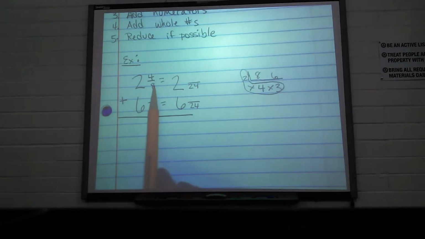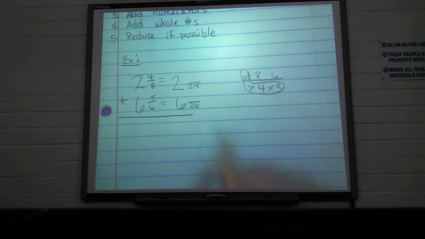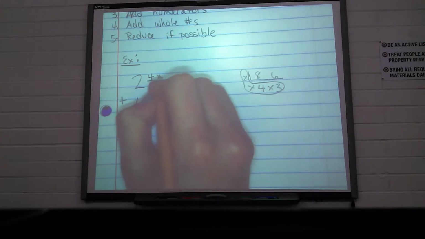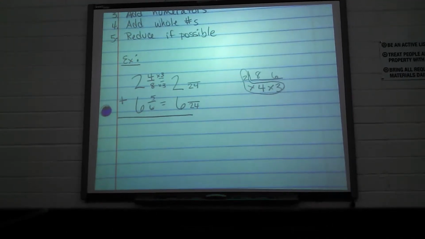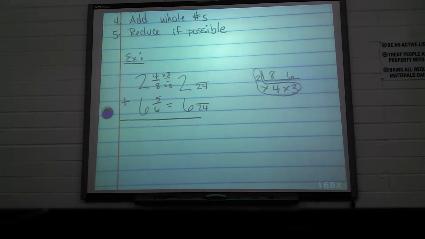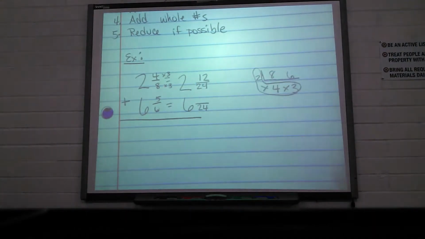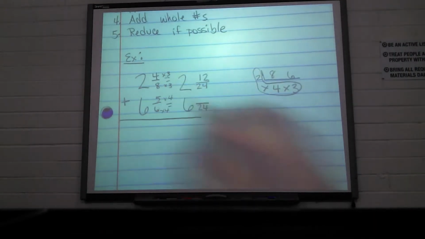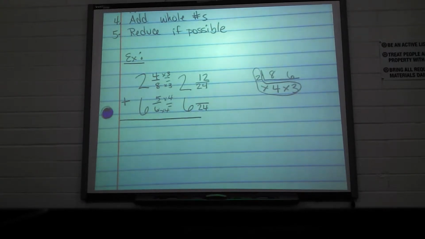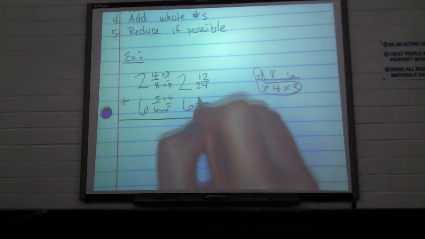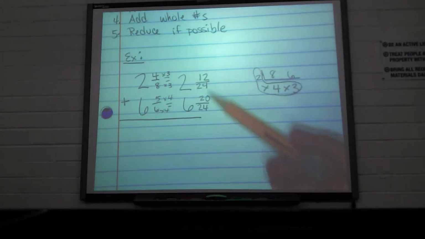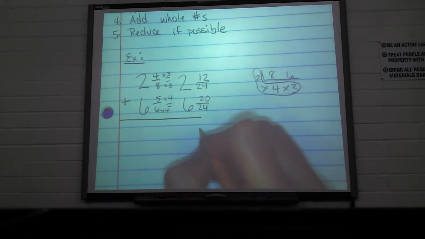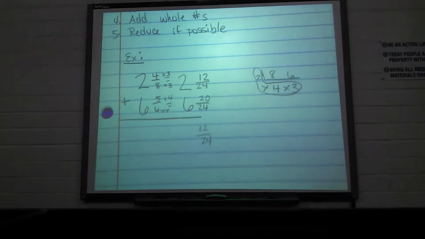Okay, how do I get from 8 to 24? I multiply by 3. So I have to multiply the top number by 3. 4 times 3 is 12. How do I get from 6 to 24? I have to multiply by 4. So I multiply that top number by 4. Whatever I do to the bottom, I need to do to the top. 5 times 4 is 20. 12 plus 20 is 32. My denominator stays the same.